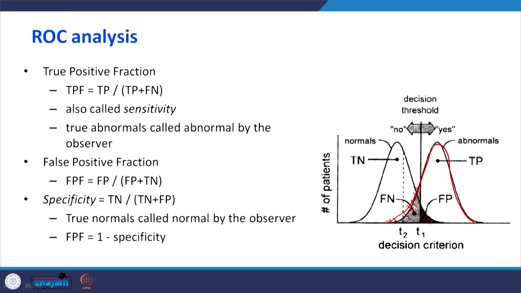False positive fraction, FPF, is false positive divided by false positive plus true negative. Then specificity is true negative divided by true negative plus false positive. True normals are called normals by the observer. The false positive rate is nothing but 1 minus specificity. If you write 1 minus specificity, you end up with false positive divided by true negative plus false positive.